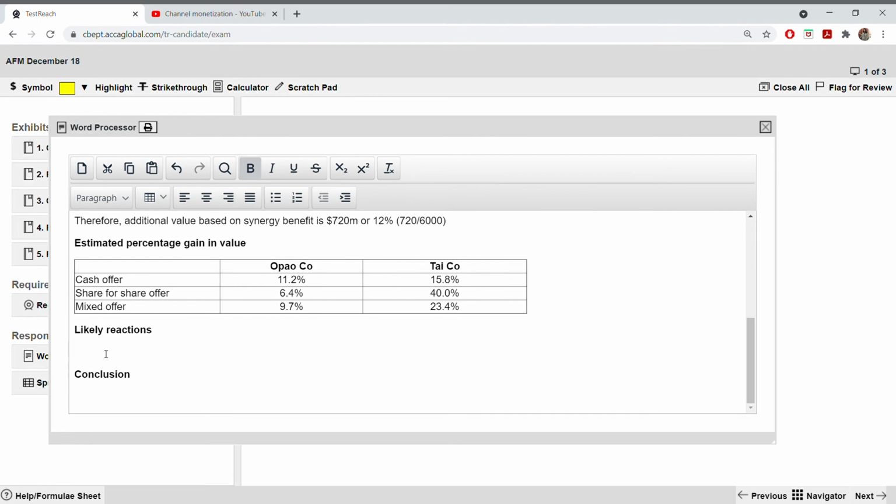Okay, this return is roughly in the middle of the premium range. It's middle. It may therefore prove to be a better option for the Thai company shareholder. Can you see? They are saying the mixed offer may therefore prove to be a better option for the Thai company's shareholder. This is how you have to end your answer.